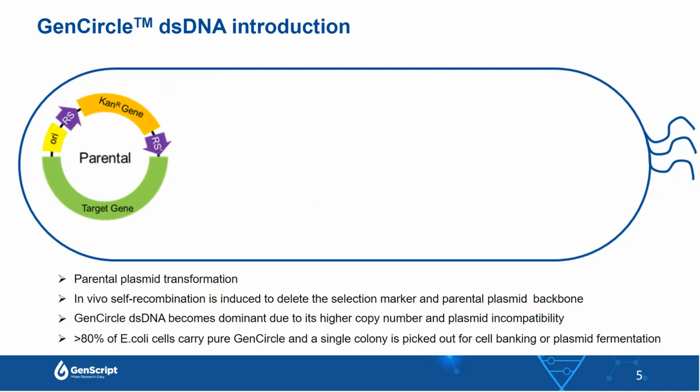Now I will show you how GenCircle is produced. Firstly, we construct a specific parental plasmid. The plasmid contains selection marker and functional elements, as well as a pair of recombination sites. Next, host bacteria is transformed with the parental plasmid, and positive colonies are selected.